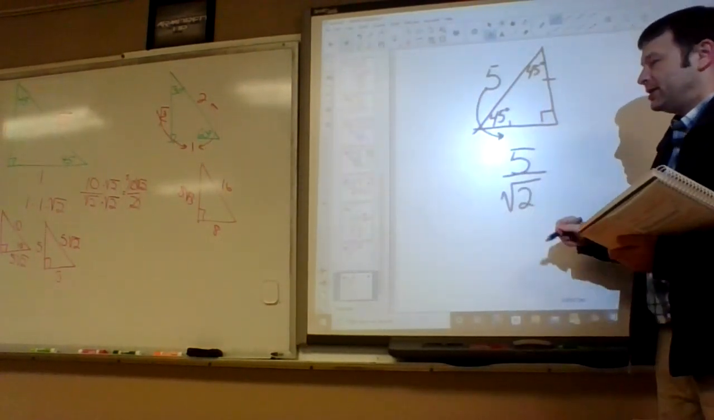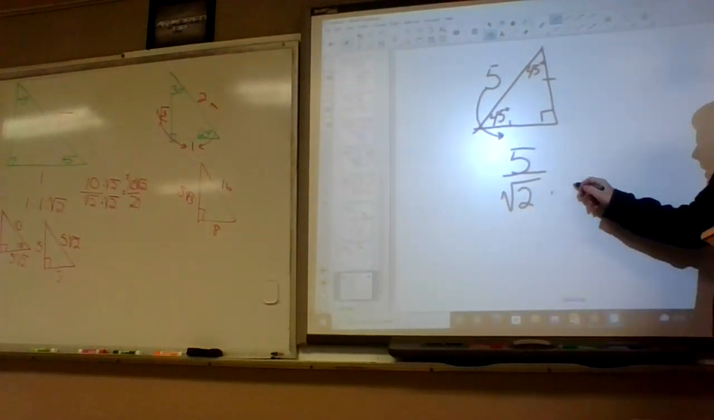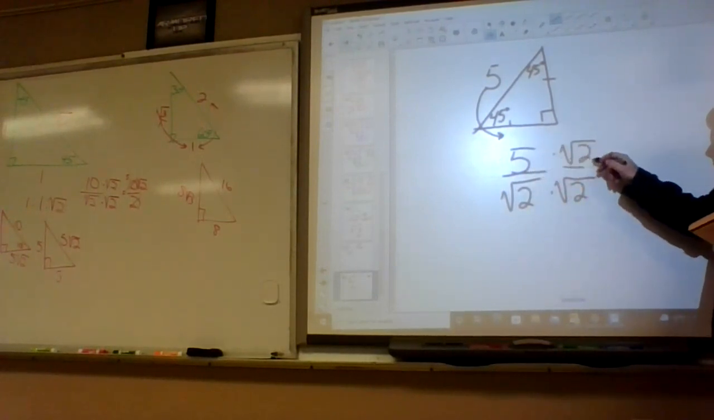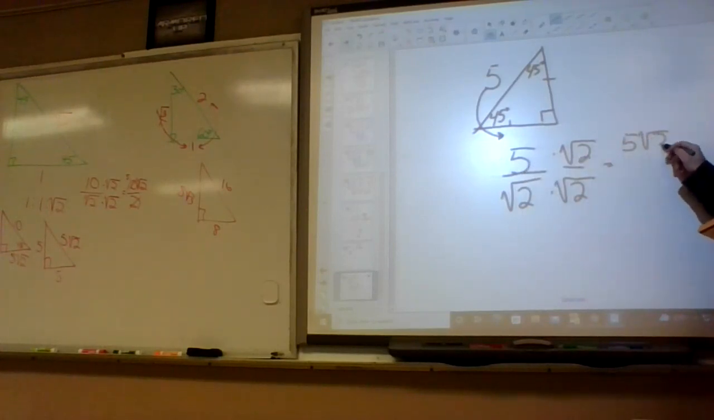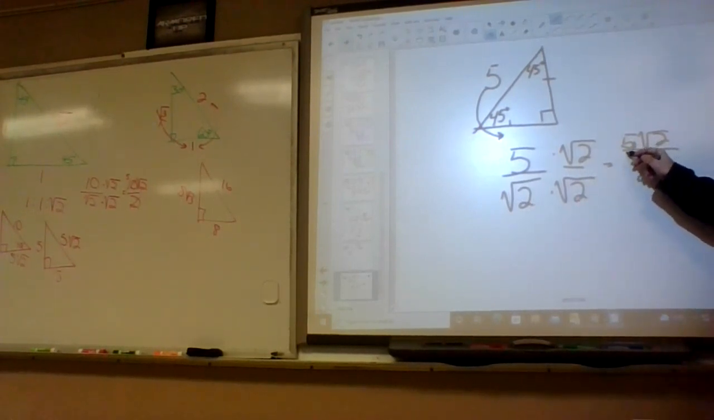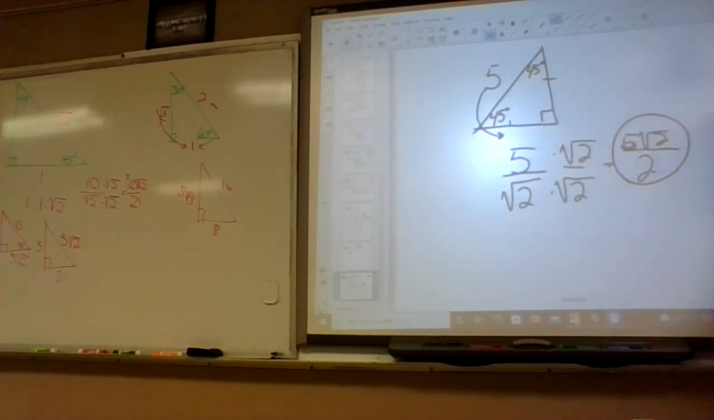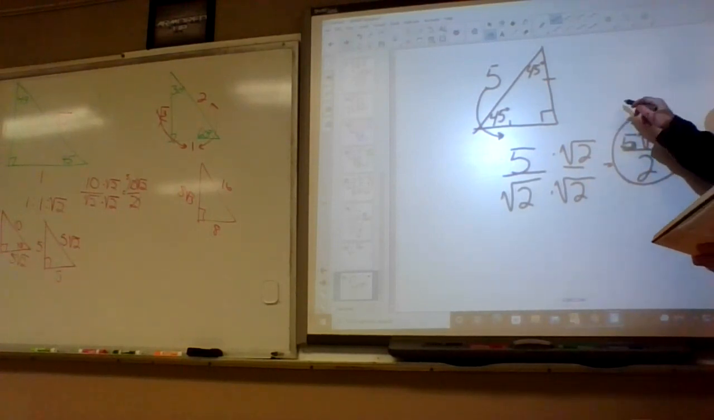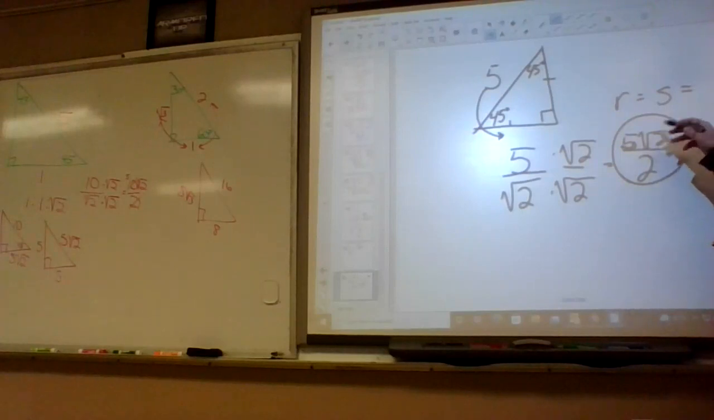If you have a nice calculator, it can do this by itself. If you have to do it by hand, you want to get rid of the square root on the bottom, so you multiply by square root of 2. The top becomes 5 square root of 2, and the bottom becomes a normal 2. So it's 5 square root of 2 over 2. Let's just leave it like this, the more common way of writing it. That was for R, but R and S are the same thing, right? So R equals S equals 5 square root of 2 over 2.